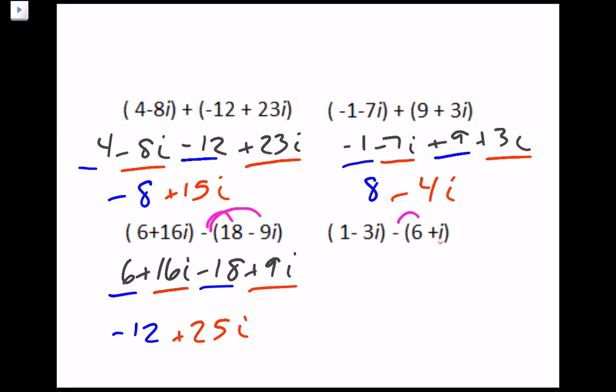Last problem here. Distribute your negative. So my next line would be 1 minus 3i minus 6 minus i. Combine like terms. 1 minus 6 would be negative 5. Negative 3i minus i would be negative 4i. So adding and subtracting is pretty straightforward. You just need to make sure that if it's subtraction, you distribute your negative.